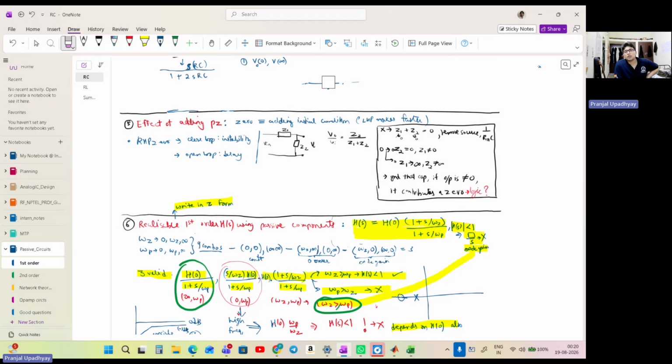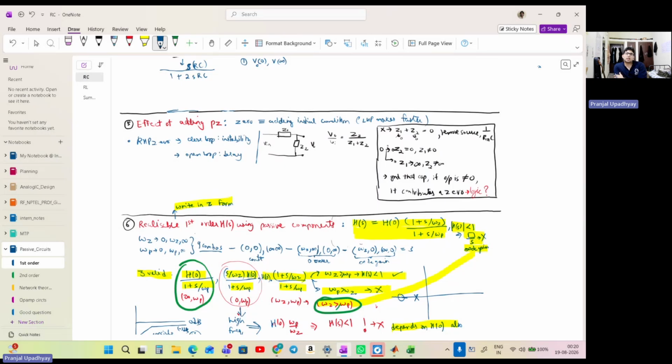So the overall effect of adding a zero in the circuit is just to add an initial condition, but it won't necessarily help us. It will help us only if it's an LHP zero, and then it will help us to track the output faster. Another thing now is what is the effect of adding a pole? The effect of adding a pole is just analogous to adding delay in the system, right?